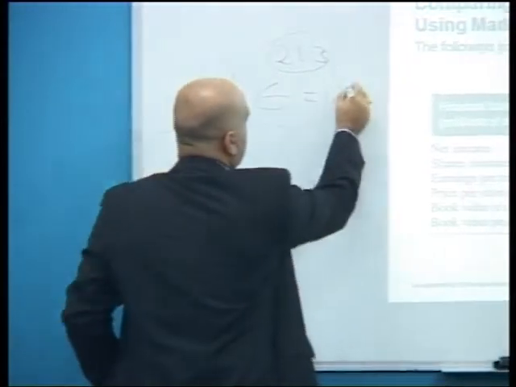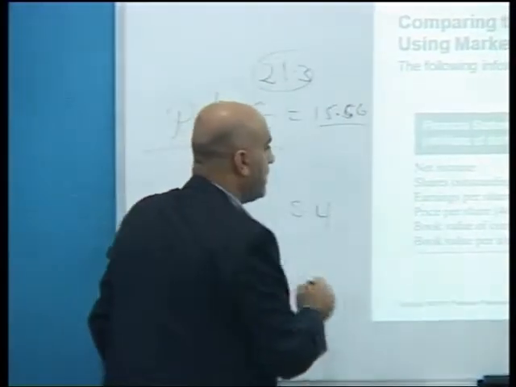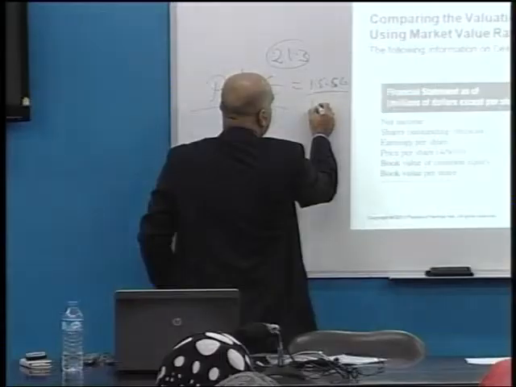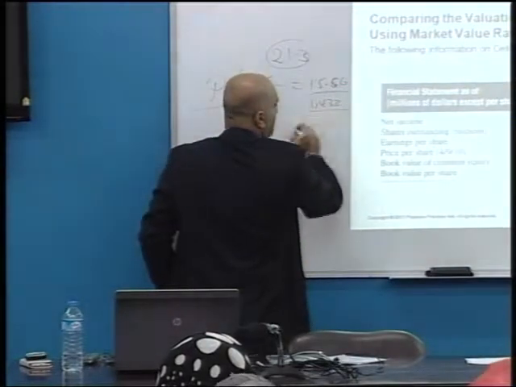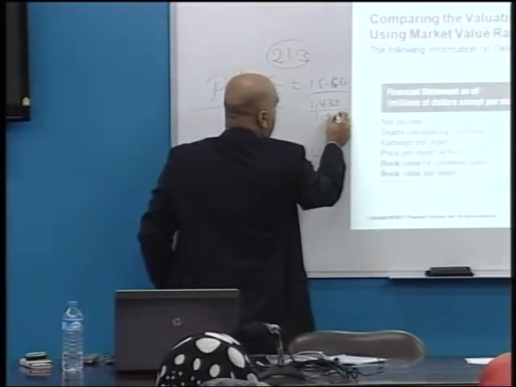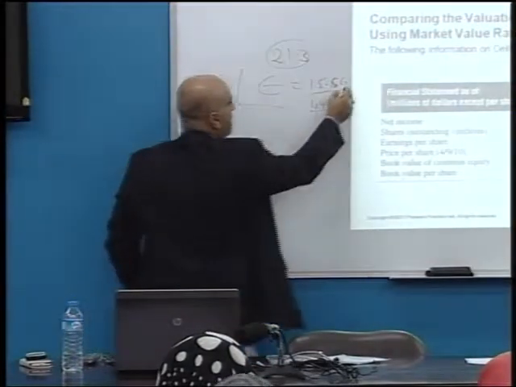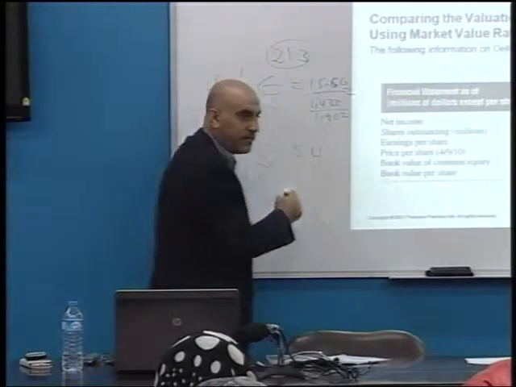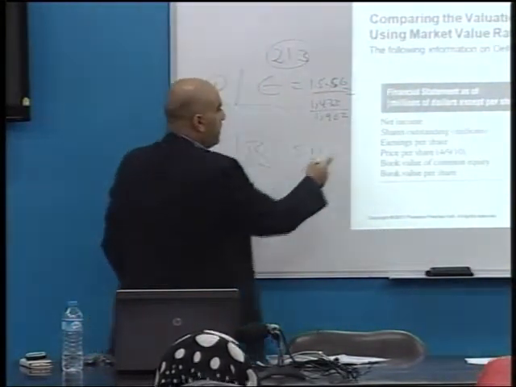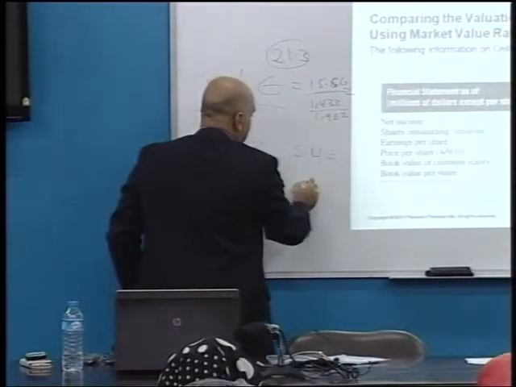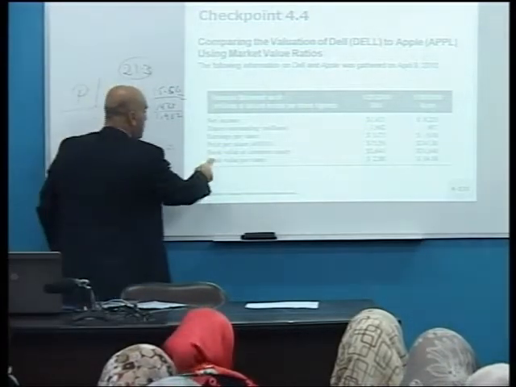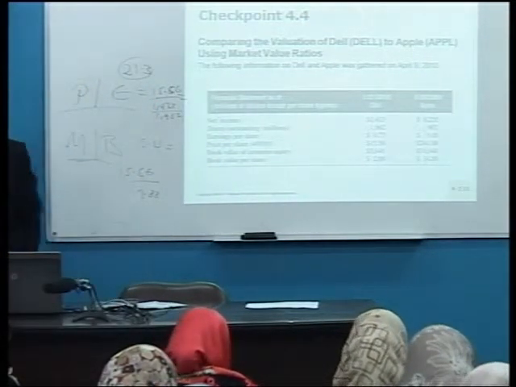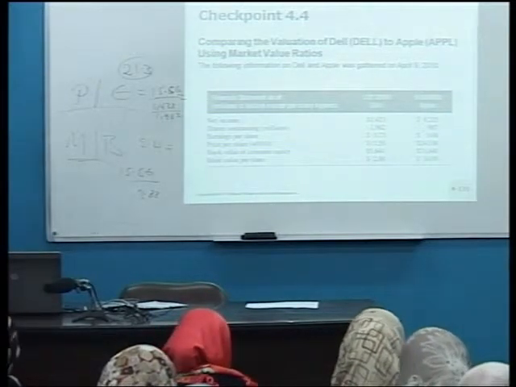The price is 15.56 divided by the EPS. The EPS, net income is 1433 divided by 1962. Just get the results. Okay, the second one, market to book value. The price is 15.56 divided by the book value. The book value per share is 2.88. So that's it.